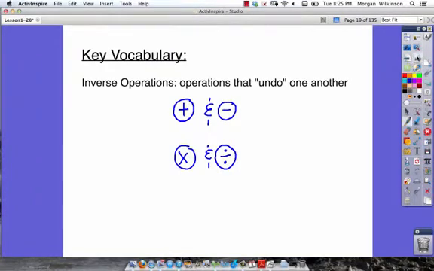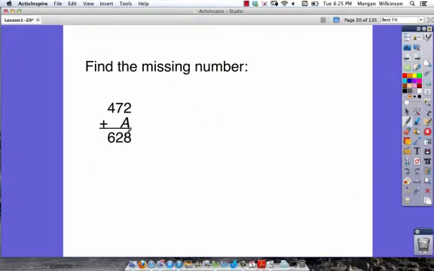Let's look at our next example. We want to find the missing number here. We have 472 plus a, some number that we don't know yet, is equal to 628. That would be our sum, because this is an addition problem. So we know the number is going to be between 472 and 628, because we're adding it to 472 to get to 628. So the way we're going to solve this problem is by using the inverse operation of addition, which is subtraction. So we're going to take the bigger number, 628, and we're going to subtract 472 from that. Let's go ahead and see what our answer a is going to be. 8 minus 2 is 6.